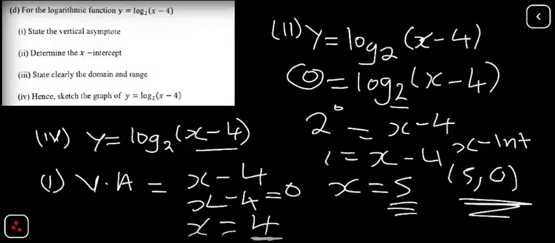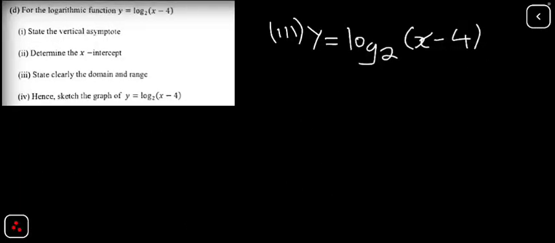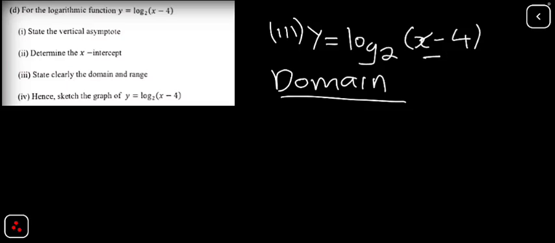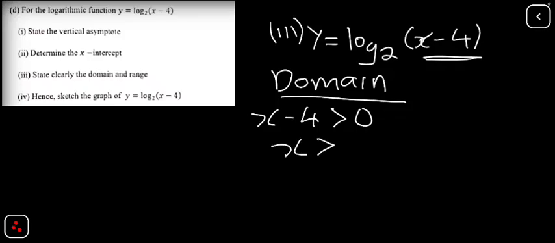So now the next thing, they want us to state the domain and the range. For the domain, you're going to get what is inside, x minus 4, and you set it to greater than 0. Then you solve for x. Once you cross negative 4 to the other side, it will be positive.